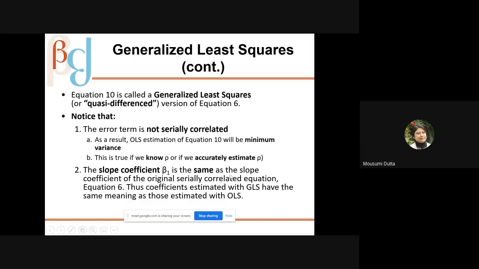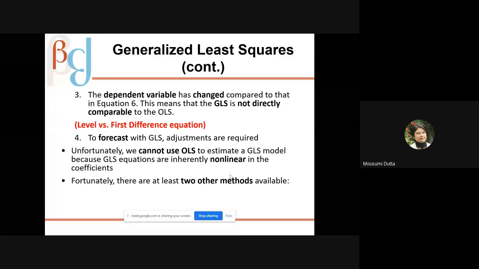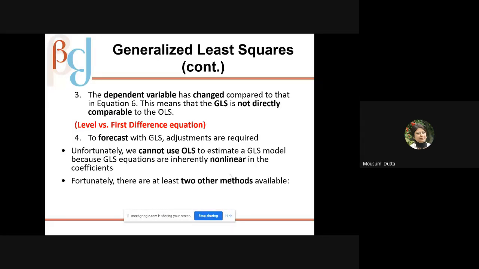Is there any question regarding these steps or regarding the points I am mentioning here? Any question? Okay, if there is no question, look at point number 3. The dependent variable has changed compared to equation number 6. This means that the GLS is not directly comparable to the OLS.